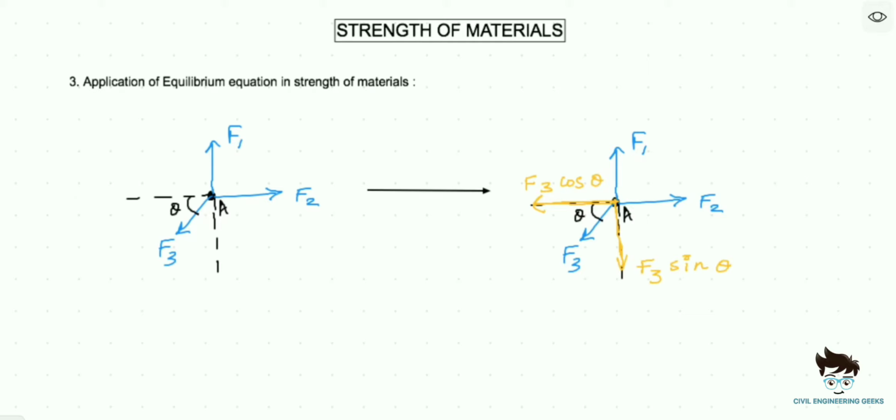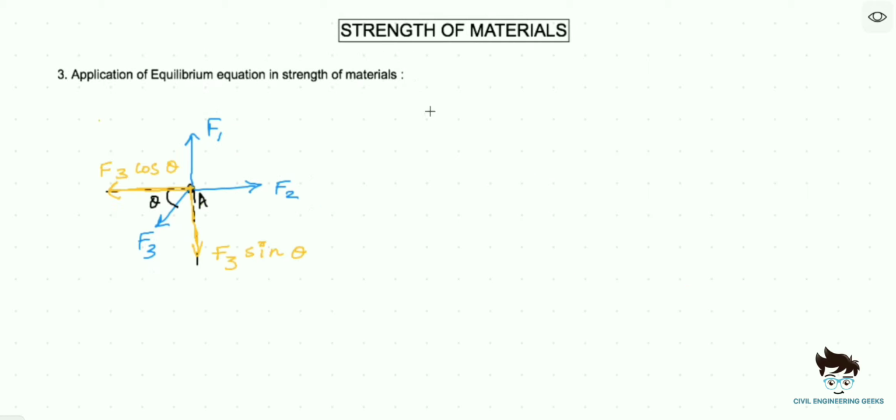To understand the application better, let's first consider a point A with three forces acting on it. Now we are going to write the equilibrium equations for the given point. Let's resolve the force F3 before writing the equilibrium equations. Now let's consider the first equation, summation of vertical forces equal to 0. We will get plus F1 in the upward direction. We are assuming upward direction forces to be positive and downward direction forces to be negative.